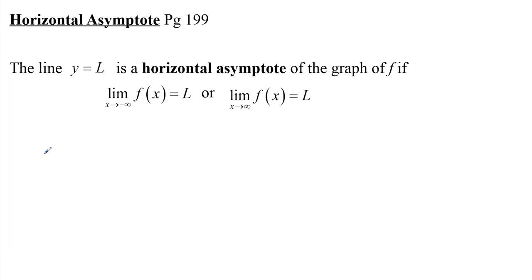All right, horizontal asymptote. The line y equals L is a horizontal asymptote of the graph of f if the limit as x goes to negative infinity of f of x is equal to L, or if as x goes to positive infinity, the function value goes to L.